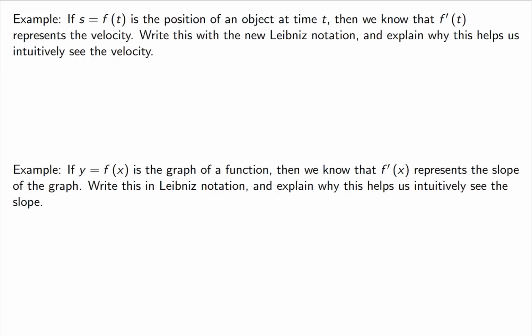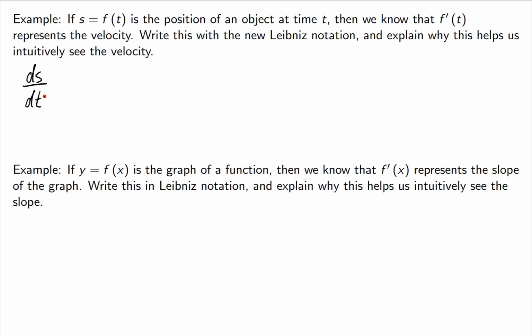Let's do a couple of examples of how this is helpful. Let's suppose s is the position of an object at time t. We know that the position, or the distance if you will, if we take its derivative, it gives us the velocity. So now let's write this with the Leibniz notation. The Leibniz notation would write this as ds by dt, and that represents the derivative of the function that gives the position. This is the same as f prime of t.